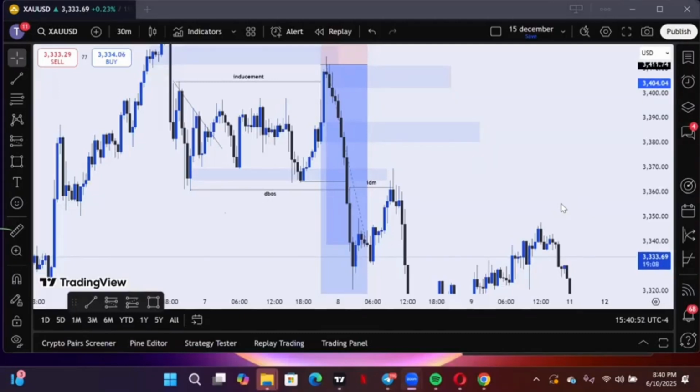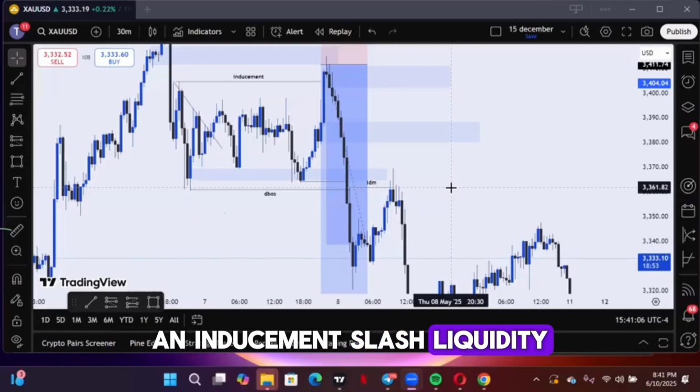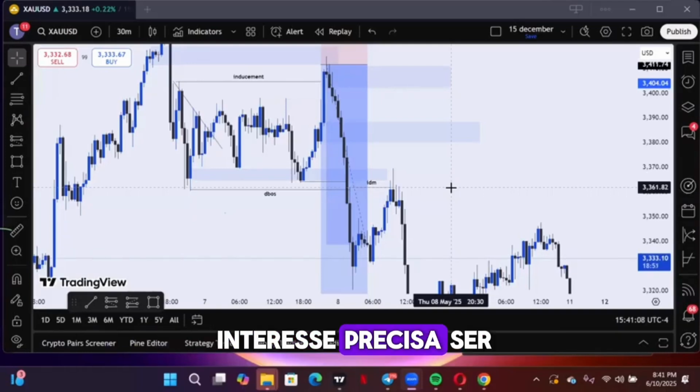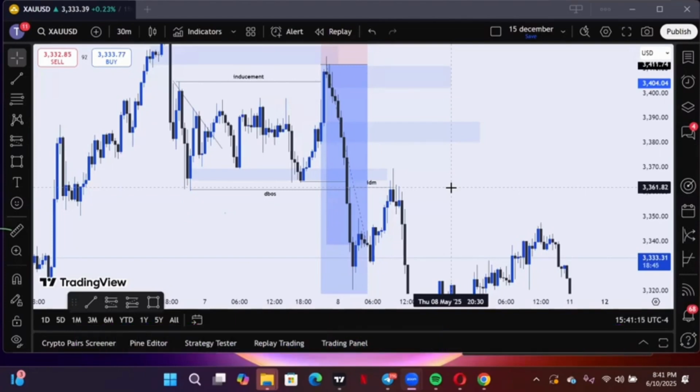Okay. So now we've gotten the first rule that says there must be a market structure shift or a double break of structure. Second rule says there must be what? An inducement / liquidity. The third rule says the point of interest needs to be what? Unmitigated. It means that you need to make sure that any point of interest that you're picking, while market was creating inducement, it did not touch this point of interest.